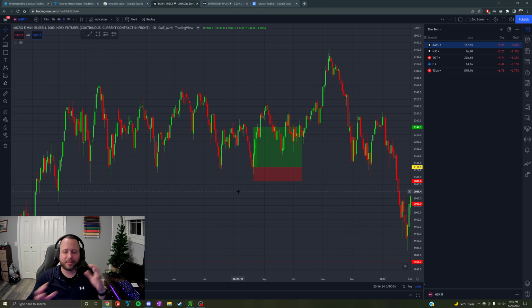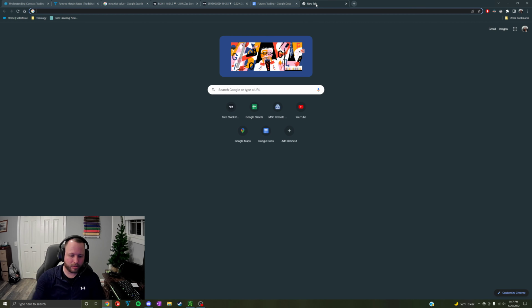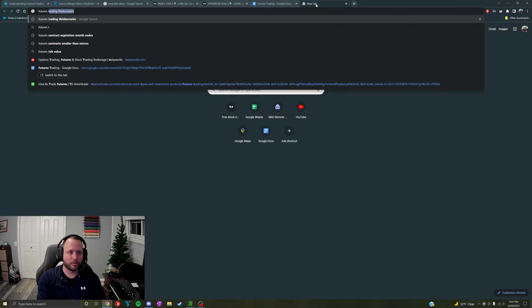So that's point value, tick value, and margin requirements. The really interesting thing about margin requirements, like I said earlier, is that every broker can actually set it for themselves. And so you run into some brokers. Well, let's just go to Google and type in futures trading.